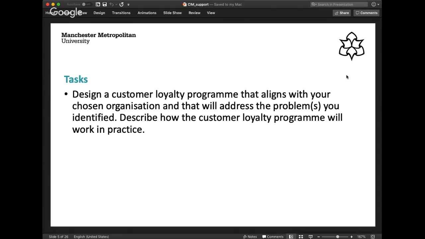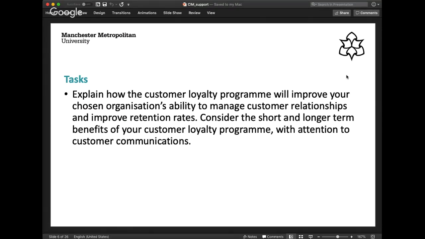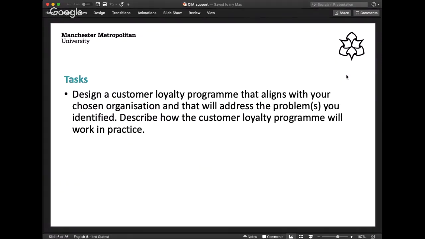Then the next task is to design a customer loyalty program that aligns with your chosen organisation that will address the problems that you've identified. So obviously we've presented the problems in the last task, and what we're really doing now is designing a loyalty program that aligns to your chosen organisation and helps solve these problems, and describe how the customer loyalty program will work in practice.